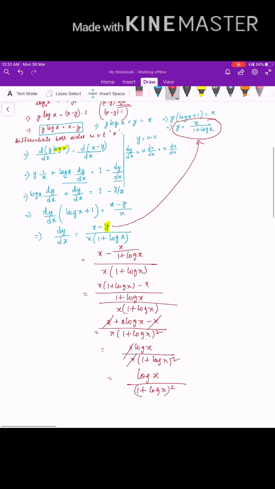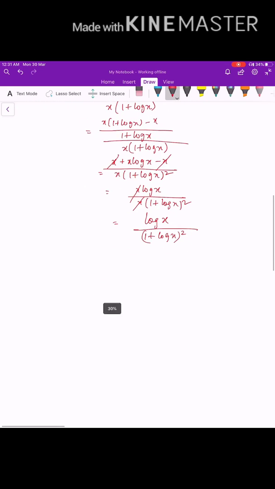You can pause the video and try it yourself, because unless and until you try it by yourself, you won't be able to solve it later.